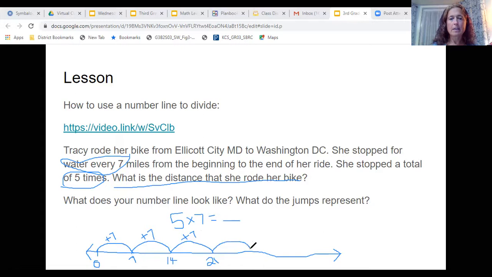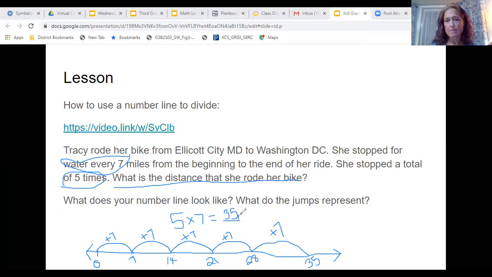Then jump again. Another 7. We've done it 4 times now. We have one more jump to go. 7 plus 21 is 28. Okay, and then we jump again. Another 7. And we get 35. Okay, so 5 times 7 is 35, or she rode 35 miles.